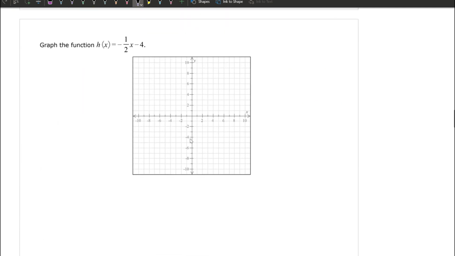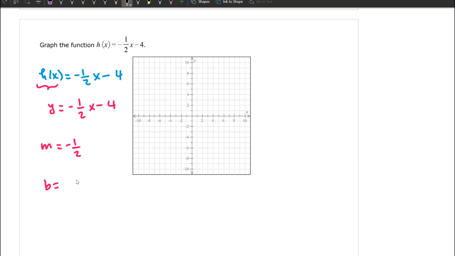Alright, last one, problem 5. So now it's easy. We did this before. H of x equals negative 1/2 x minus 4. What does h of x represent? It's basically y. Y equals negative 1/2 x minus 4. So m is negative 1/2 and b equals negative 4. So we start at negative 4. We go down 1 and run to the right 2. Down 1, to the right 2. And that's it.